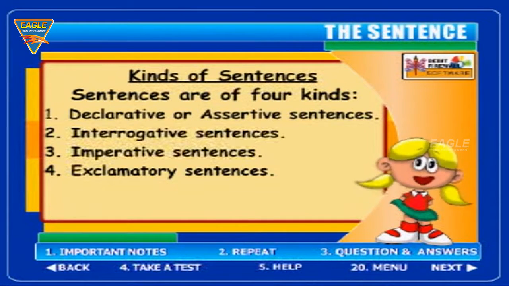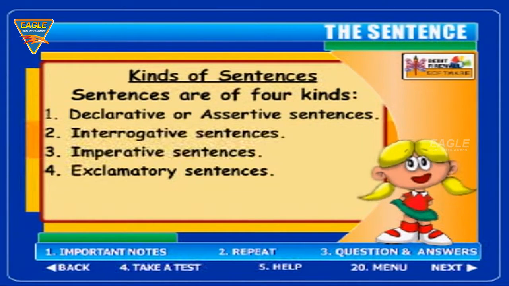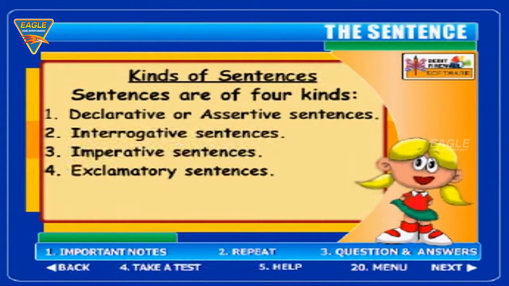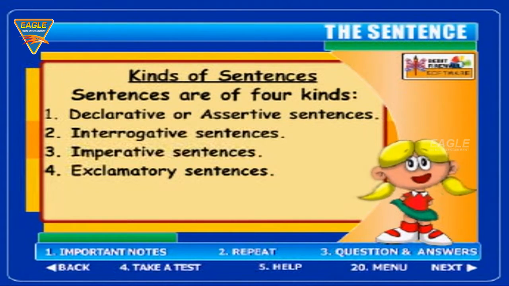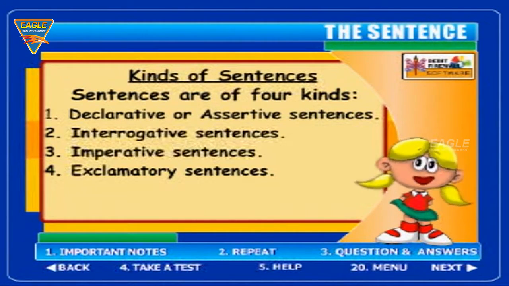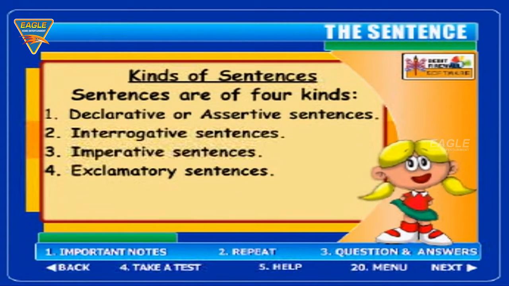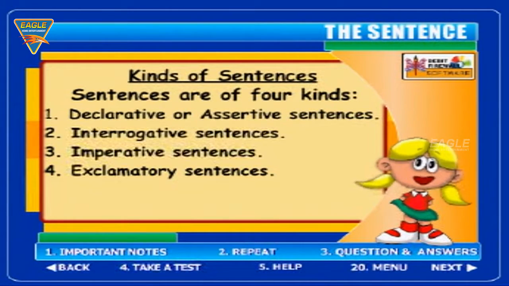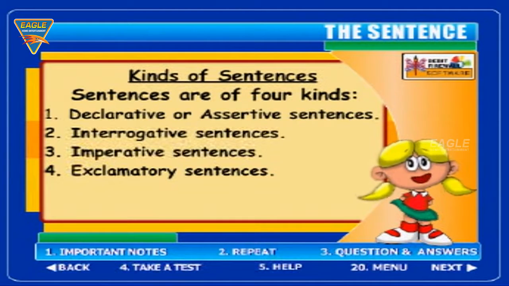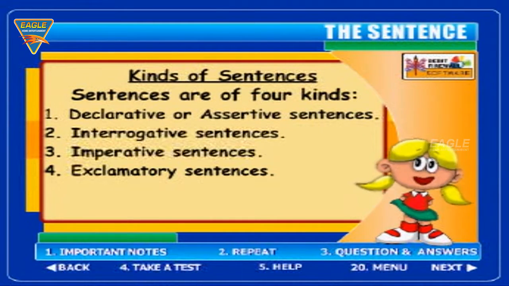Kinds of sentences. Sentences are of four kinds: declarative or assertive sentences, interrogative sentences, imperative sentences, exclamatory sentences.